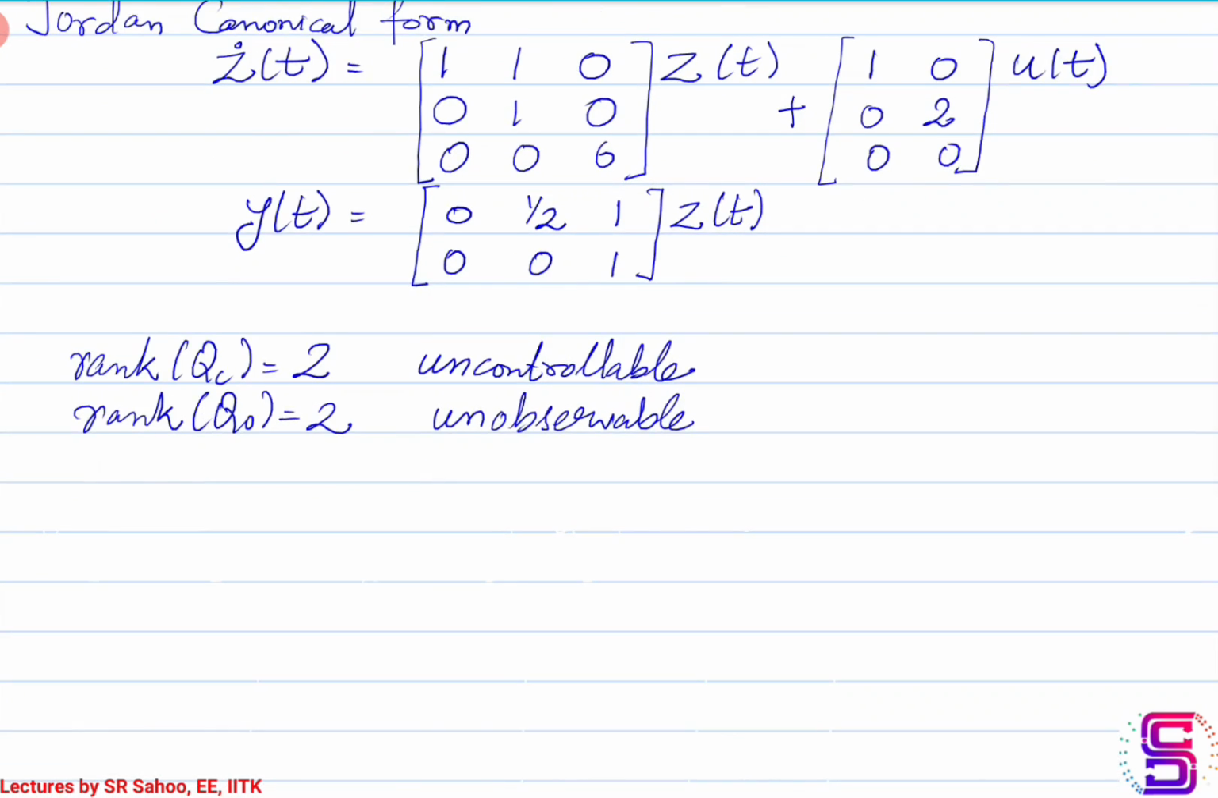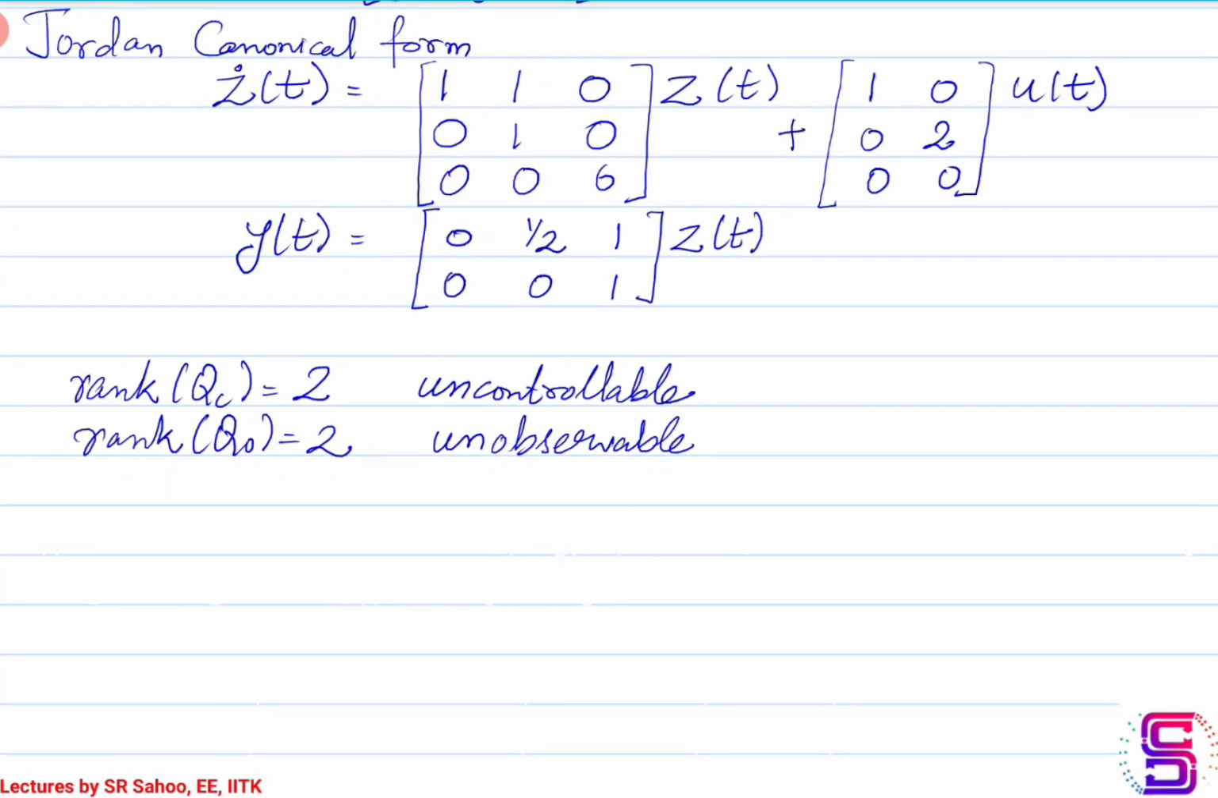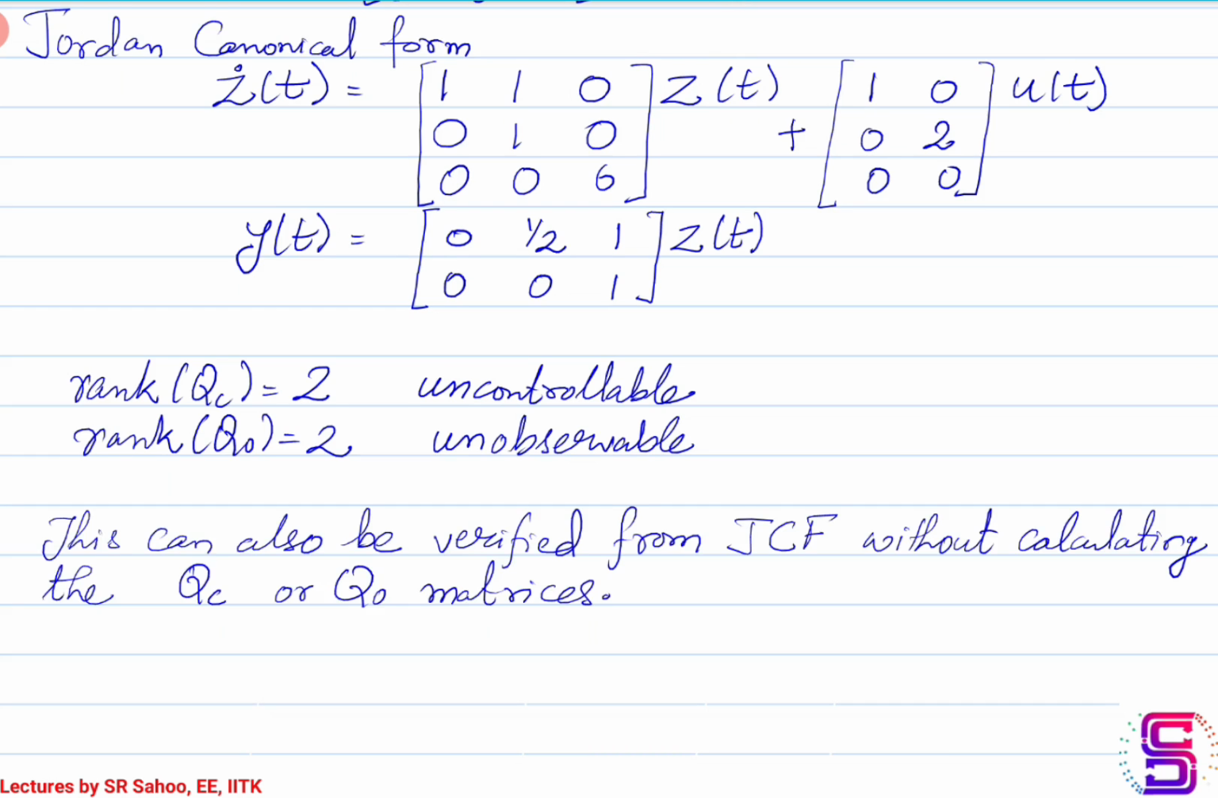Now we'll see how we can conclude whether the system is controllable or observable just by looking at the Jordan canonical form, without actually evaluating the observability or the controllability matrix. So you observe here that the Jordan block corresponding to eigenvalue 1 is just this, and the Jordan block corresponding to eigenvalue 6 is 1. So there is one Jordan block corresponding to eigenvalue 1 and one Jordan block corresponding to eigenvalue 6.